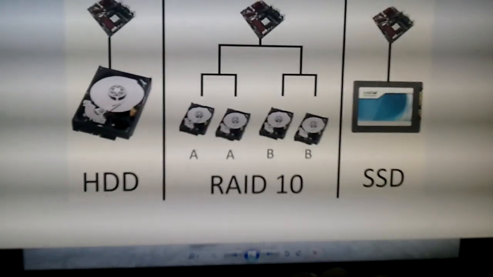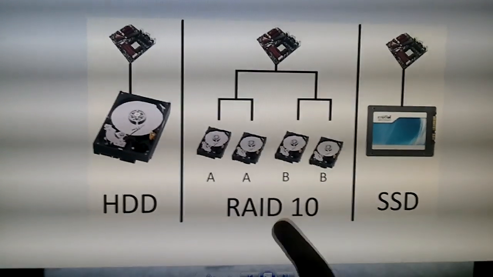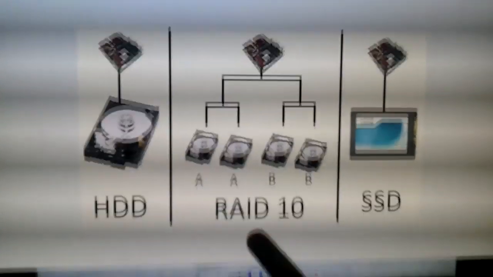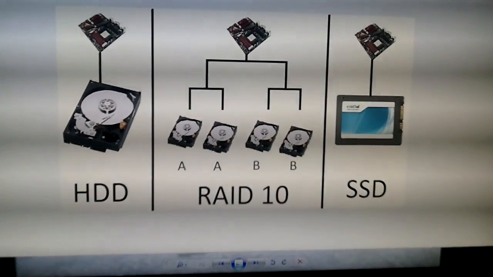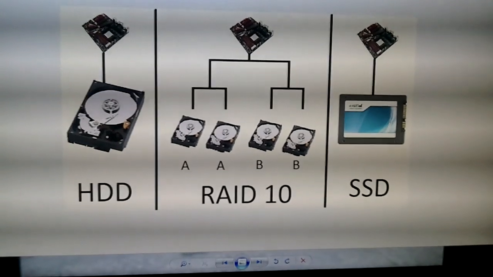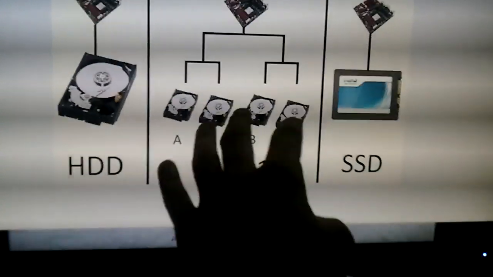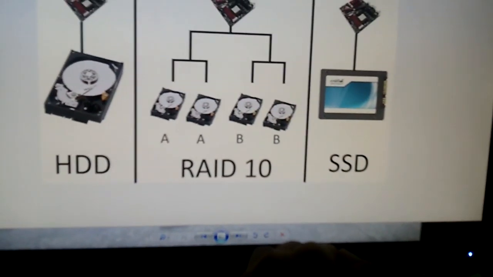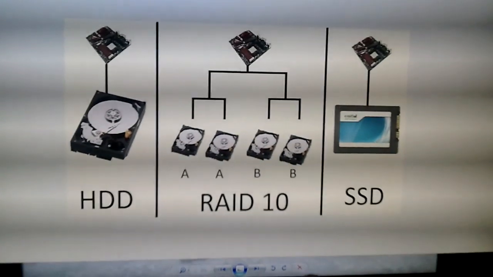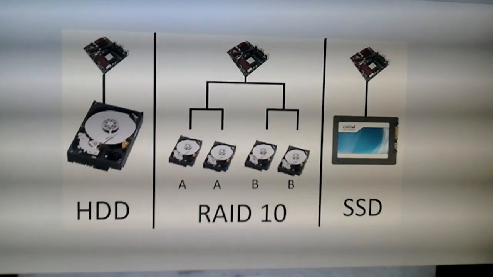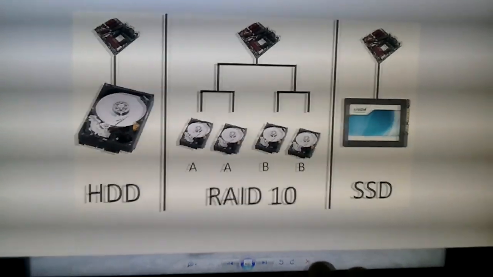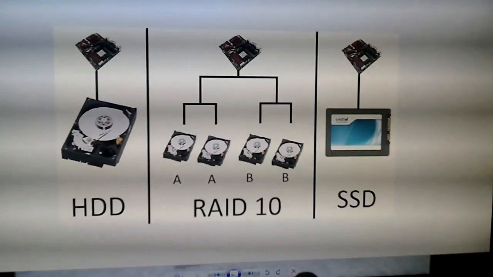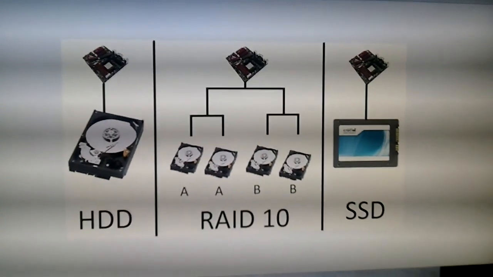Now, RAID. What is RAID? RAID is basically a redundant array of independent disks. This is RAID 10 in specific. Very quick overview of RAID. Let's see if I can explain it. Basically, a bunch of disks working as one disk. Usually people used it for data redundancy, so redundant array of independent disks. But they also use it for performance.